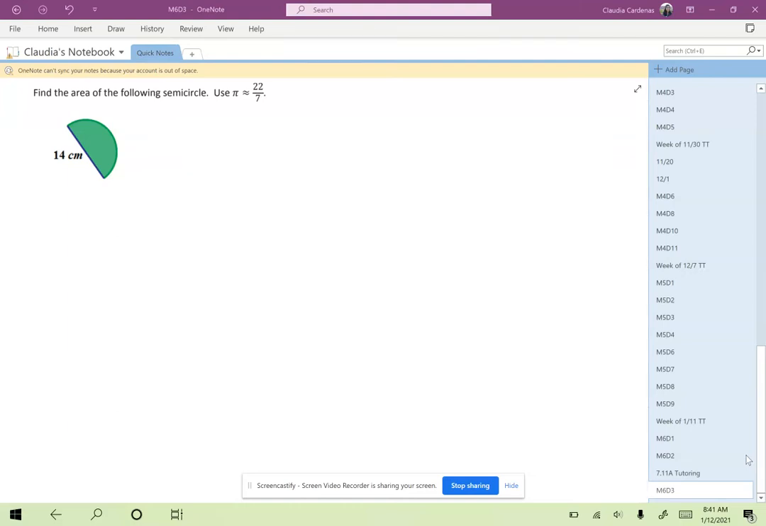Yesterday we learned about how to calculate the area of an entire circle, and today we're going to continue practicing with the area formula, but instead focus on quarter and semicircles. So the problem below says to find the area of the following semicircle.